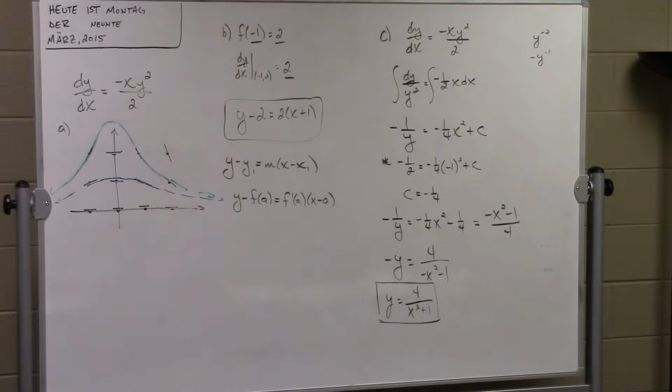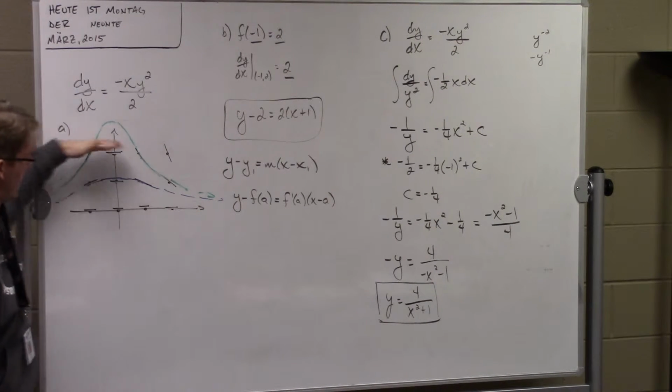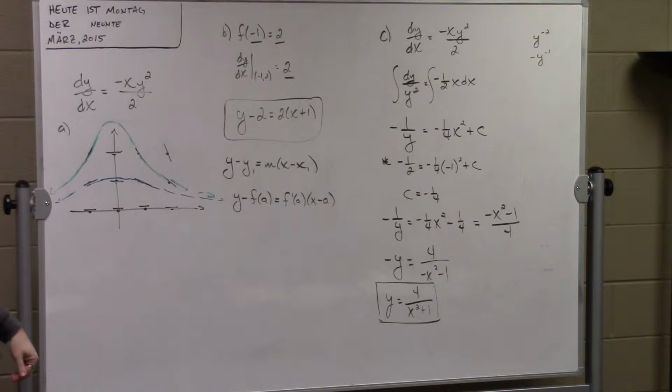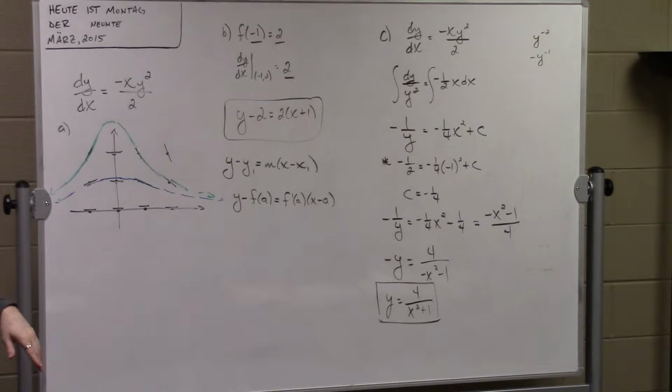That goes through the point, I'm sorry, goes through 2. Negative 1, 2. 0, 2. Oh, I'm sorry, 0, 4, and then the ones were at 2. I'll do it right one of these days.